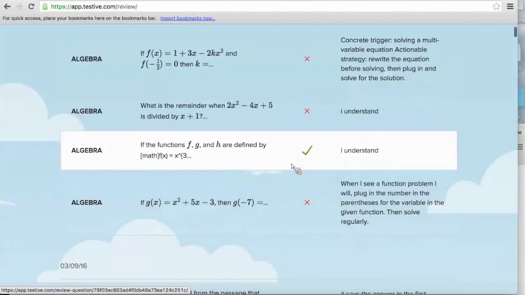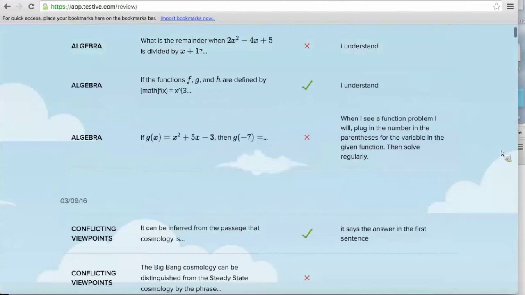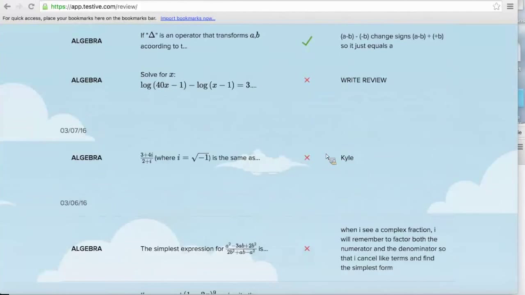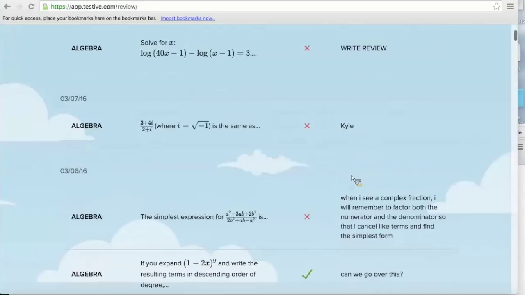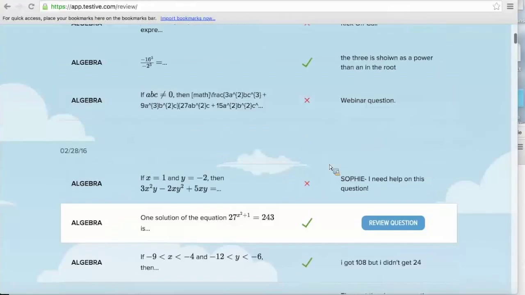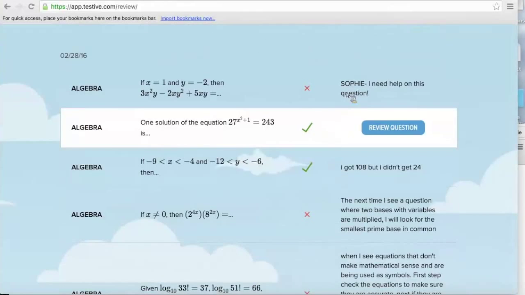So it looks like for these, he has some good notes. I'm just going to minimize this. Some good notes. For some of them, we have some questions. So Kyle, maybe Kyle is the coach in this case. So which question should be reviewed by the coach during a session? Can we go over this? So really interesting. I need help on this question.